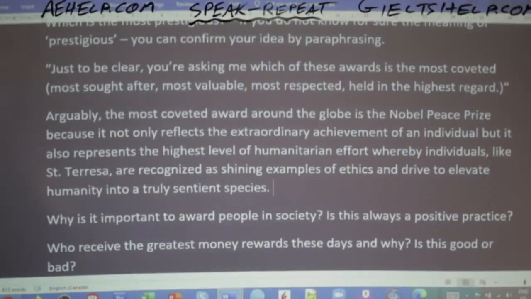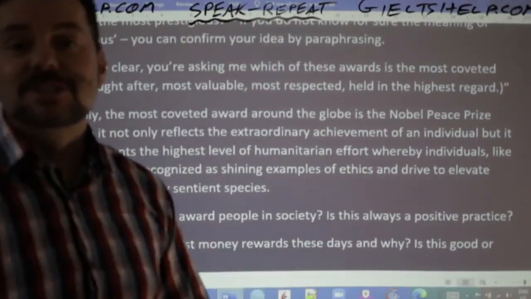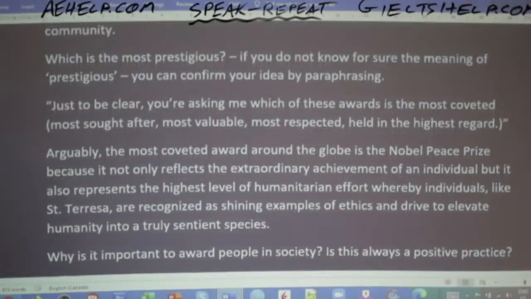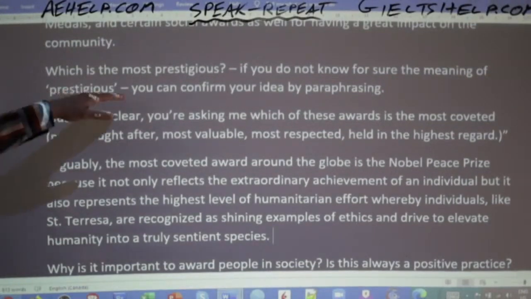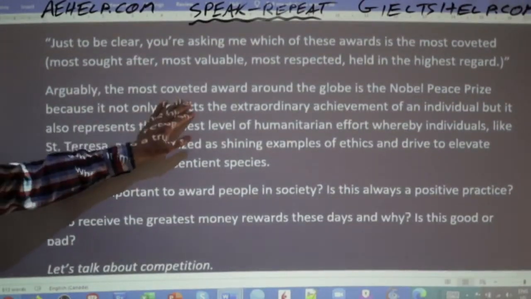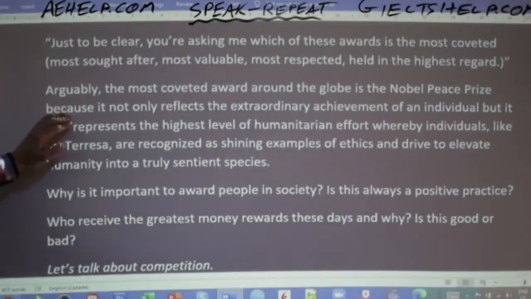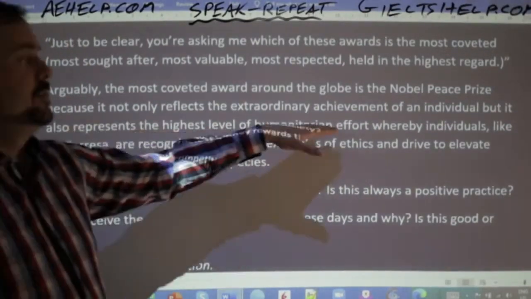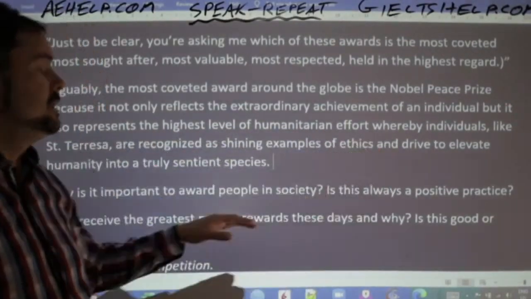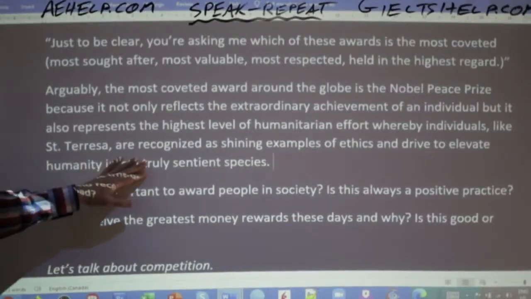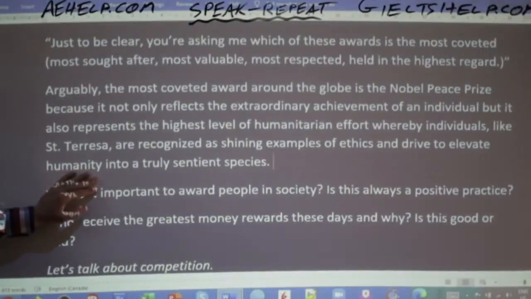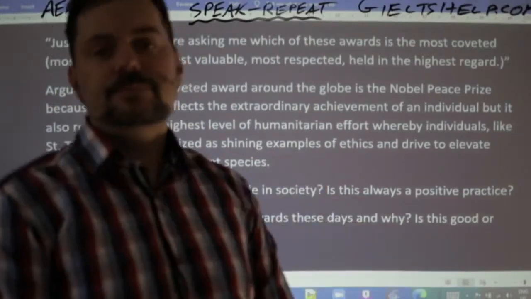If you're really looking for that band 9 plus, you can answer questions in this way, being quick and creative. All right, so the question is, which of these international awards is the most prestigious? And then here's the answer. Again, repeat after me. So arguably, the most coveted award around the globe is the Nobel Peace Prize because it not only reflects the extraordinary achievement of an individual, but it also represents the highest level of humanitarian effort whereby individuals like Saint Teresa are recognized as shining examples of ethics and have the drive to elevate humanity into a truly sentient species. Okay? All right.